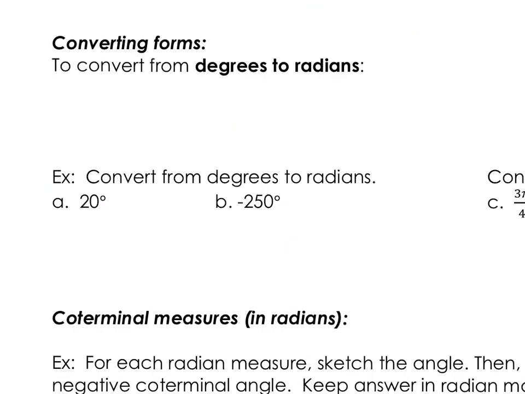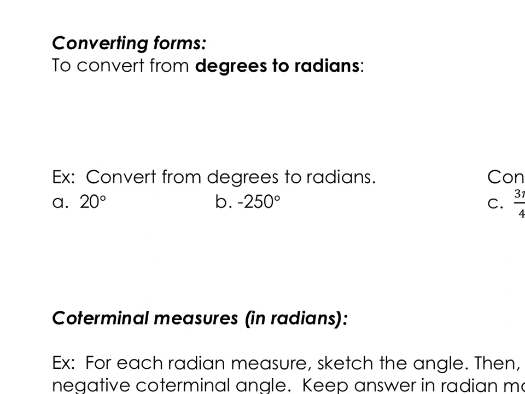To help us transition from one form to the other, we have some pretty straightforward formulas. If the distance around a circle is 360 degrees around the coordinate system, and the distance on the circle is 2 pi, then to go from degrees to radians, you would multiply by 2 pi divided by 360, or pi over 180 if you reduce that.